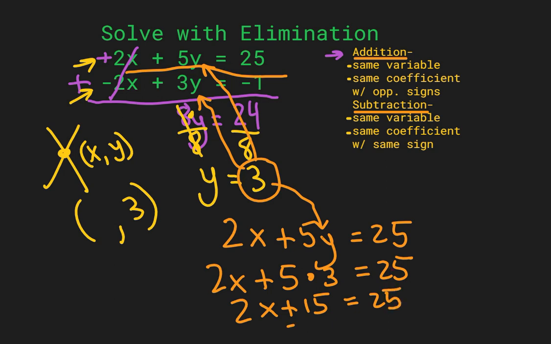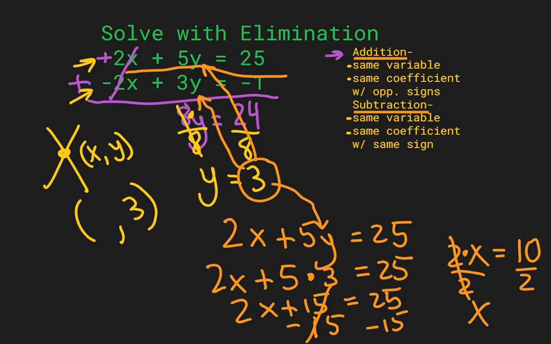I'm going to subtract this 15 from both sides, leaving me, that's gone, with 2x equals 25 minus 15 is 10. So I divide 2 from both sides. And 10 divided by 2 is 5. Whoa, I just figured out what x is. That means x is 5 in both equations and y is 3 in both equations. That's the answer.